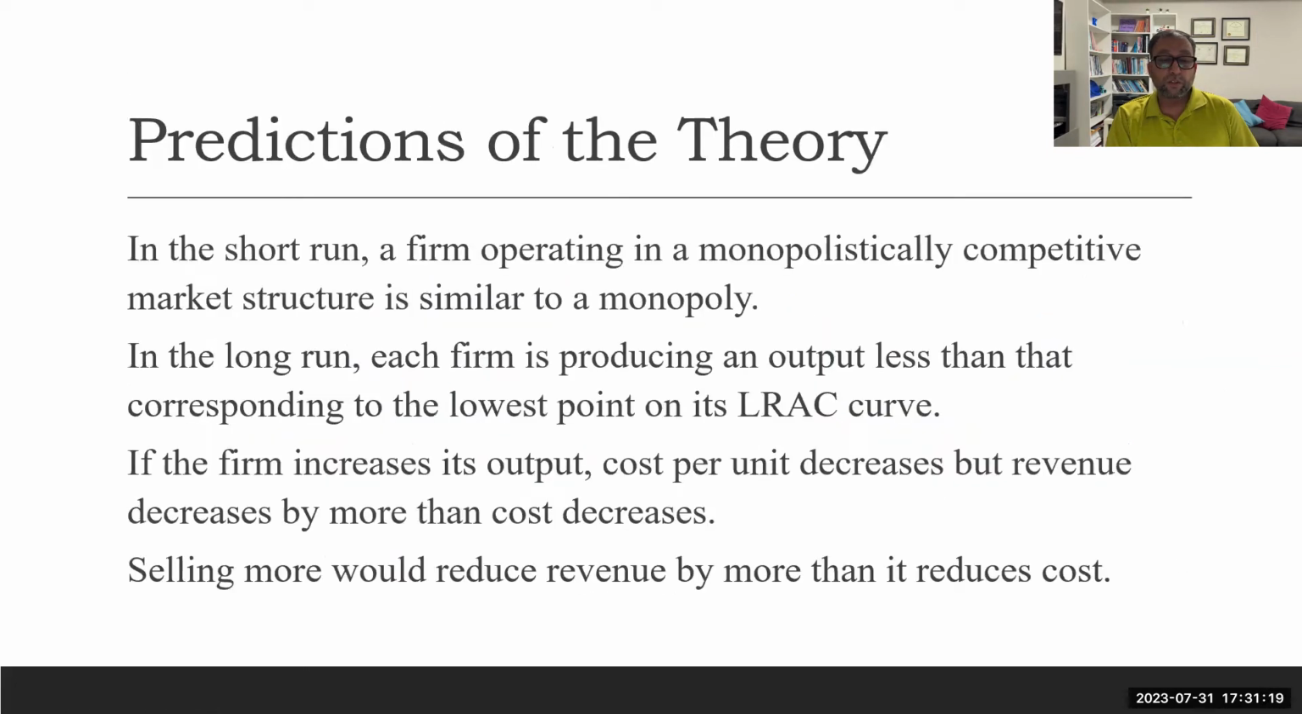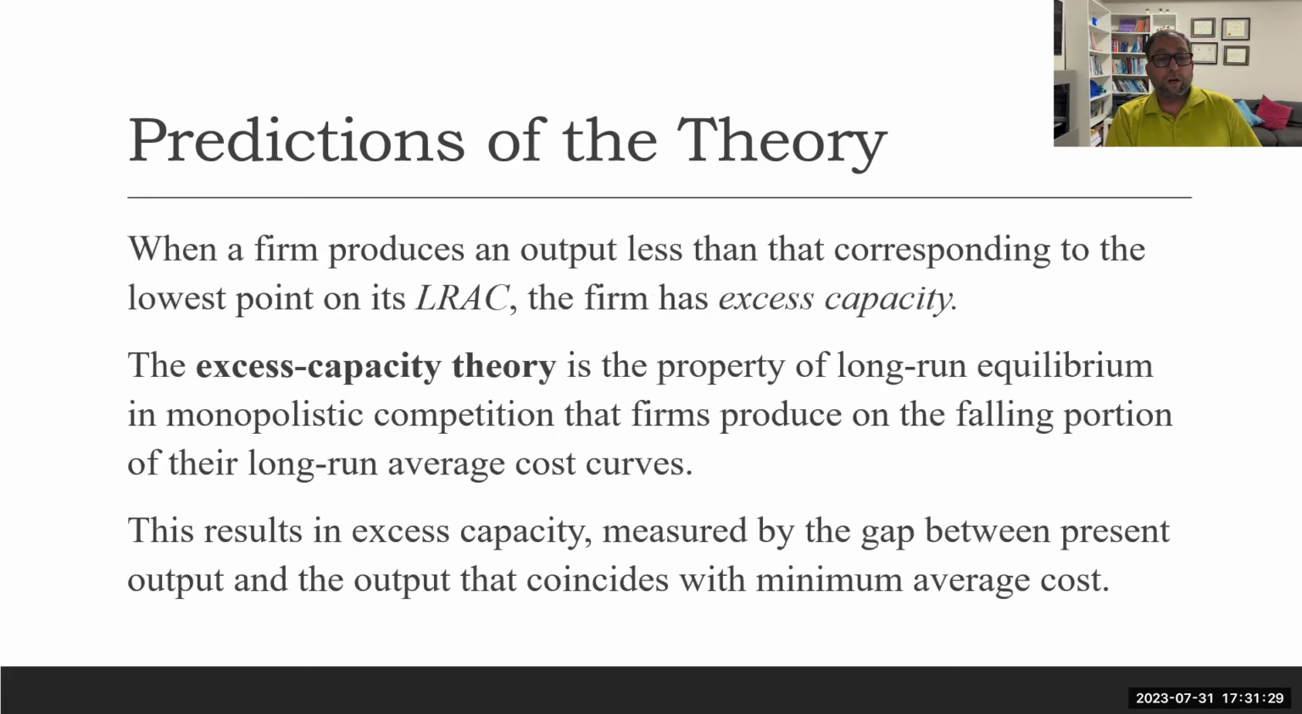So if the firm increases its output, cost per unit decreases, but revenue decreases by more than the cost decreases. So selling more would reduce revenue by more than it reduced costs. So when a firm produces an output less than that corresponding to the lowest point on its LRAC, the firm has excess capacity. And the excess capacity theory is the property of a long-run equilibrium in monopolistic competition that firms produce on a falling portion of the long-run average cost curve.